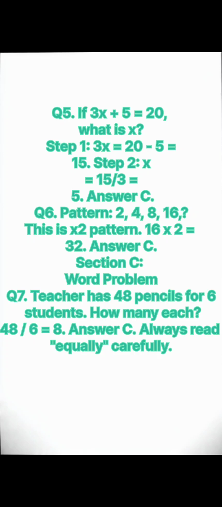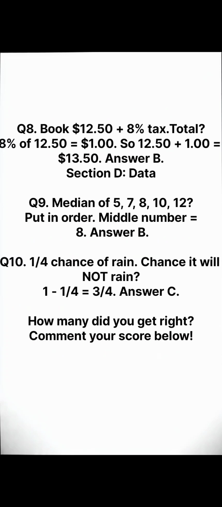Section C. Word problem. Q7. Teacher has 48 pencils for 6 students. How many each? 48 divided by 6 is equal to 8. Answer C. Always read equally carefully. Q8. Book $12.50 plus 8% tax. Total? 8% of 12.50 equals $1. So 12.50 plus 1.00 equals $13.50.